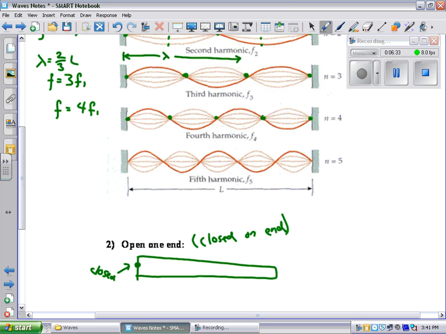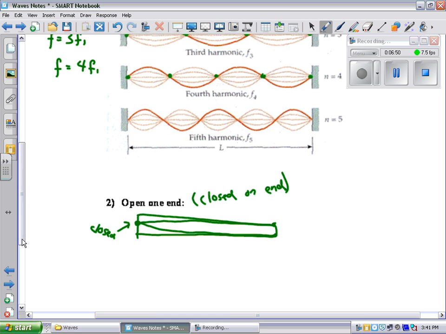And if it's open, it can move a lot. So we're going to have an antinode at that end. So it's going to look something like this. Okay, it's going to have no amplitude at the closed end and a maximum amplitude at the open end. Okay, and this is the fundamental for a closed one-end resonator.